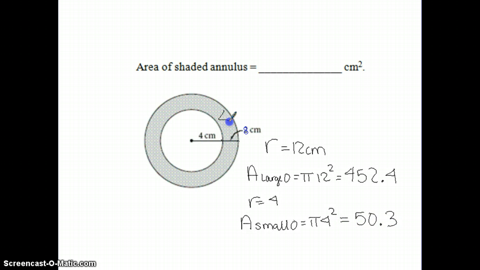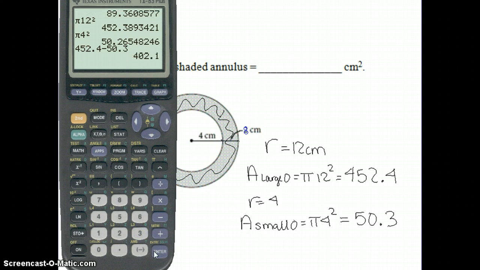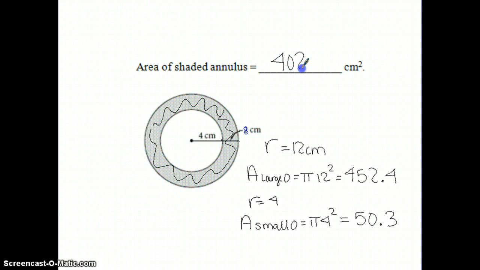Now, in order to find just the shaded region, it's the large circle minus the small circle. So we'll take 452.4 minus 50.3. The area of the annulus is 402.1 centimeters squared.